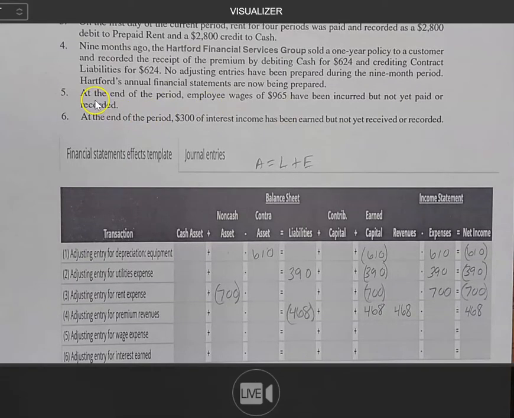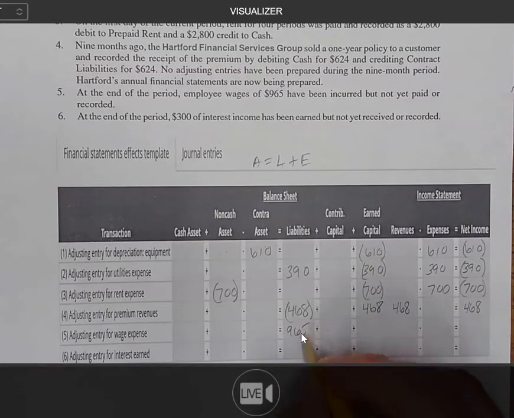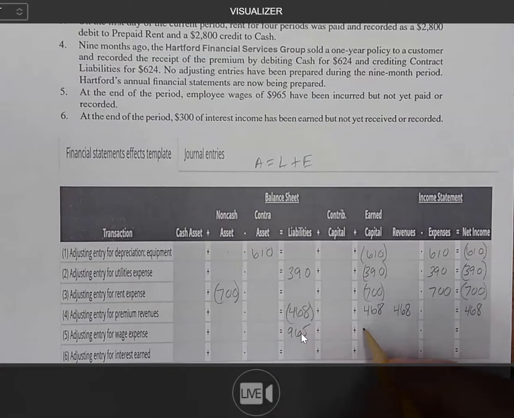Okay, we're getting there. Number 5, at the end of the period, employee wages of $965 have been incurred. There's that word again, but not yet paid or recorded. All right. So what we need to understand here is that we can recognize the wage expense. We haven't paid it yet, so we're going to have to set up some kind of liability that says wages payable here. So in this particular case, it's for $965, so the liability went up, and that's going to have a downward impact on earned capital.